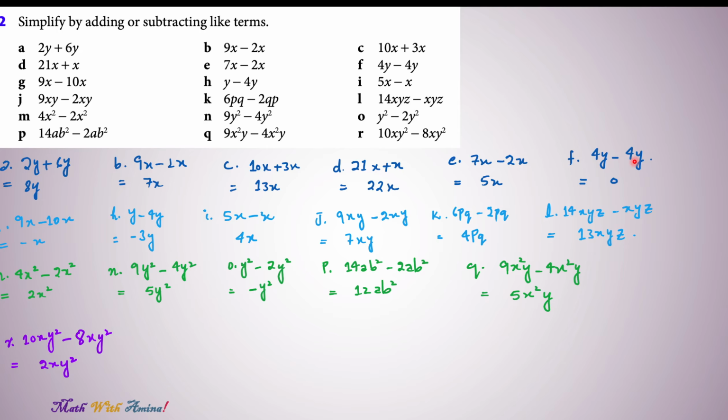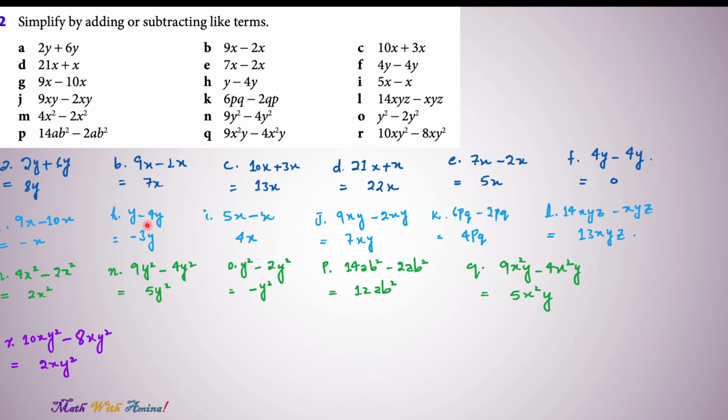4y minus 4y, the plus and minus will cancel each other, and we will get 0. Then we have 9x minus 10x. So when we subtract a bigger number from a smaller number, 9 is smaller than 10, so we will have a negative sign. 9 is one number smaller than 10. So in here, when 10 is subtracted from 9, we get minus x.